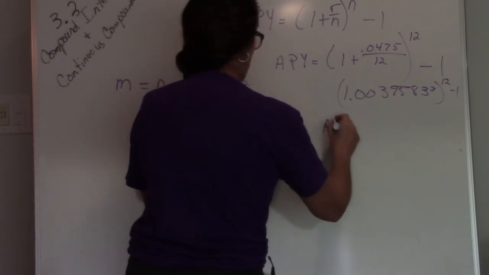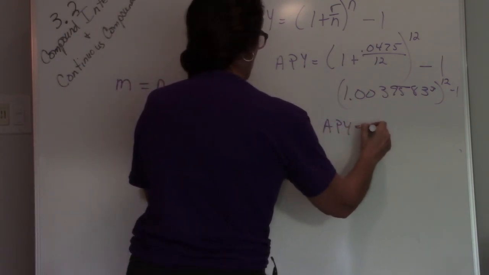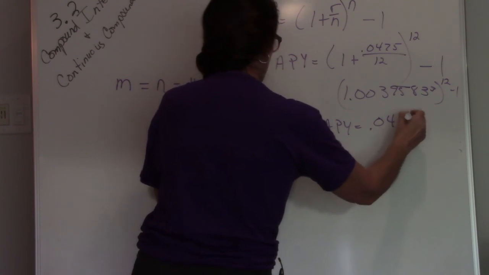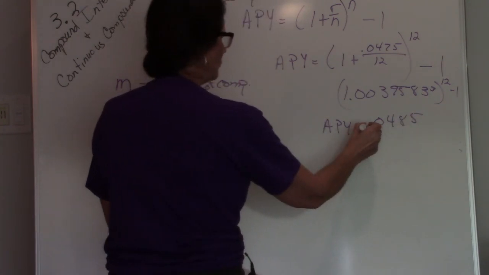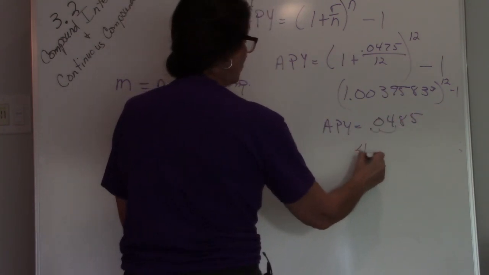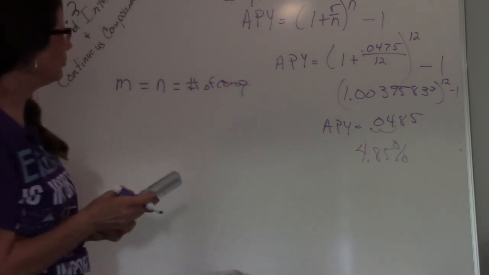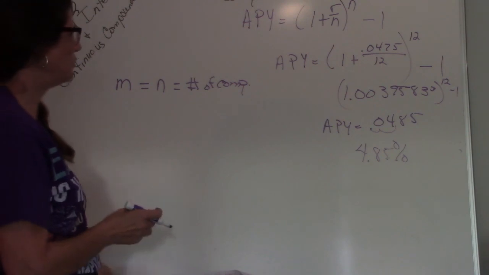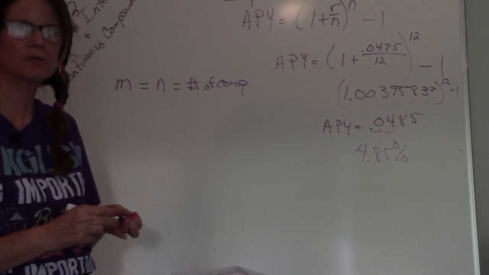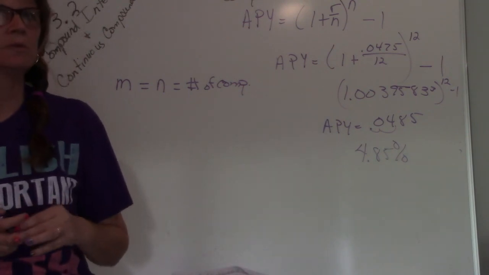So my APY is 0.0485. When I move this over twice, it's 4.85%. So it went from 4.75% and the APY is 4.85%. And that's how you do annual percentage yield.